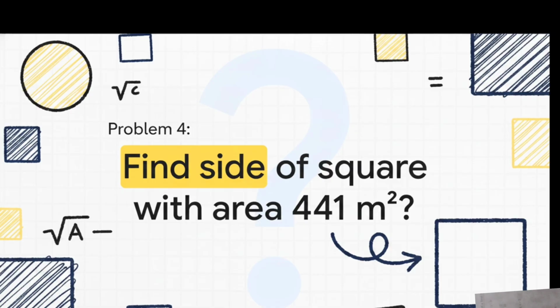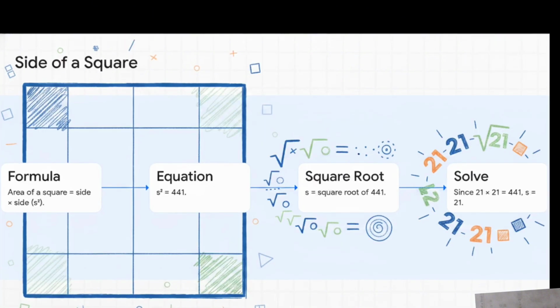The area of a square is given as 441 square meters, and we have to find the side length. Very straightforward. Let's apply the square area formula. Area of a square equals side into side, meaning s squared. So we get the equation s squared is equal to 441. Therefore, s equals the square root of 441. Finding the square root of 441, since 21 into 21 equals 441, side length s equals 21.